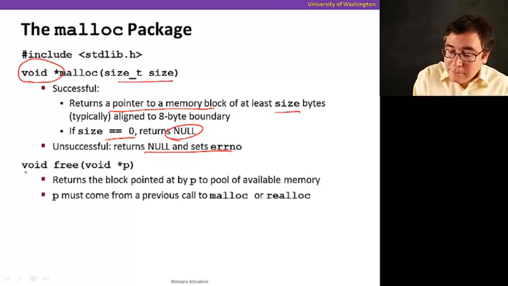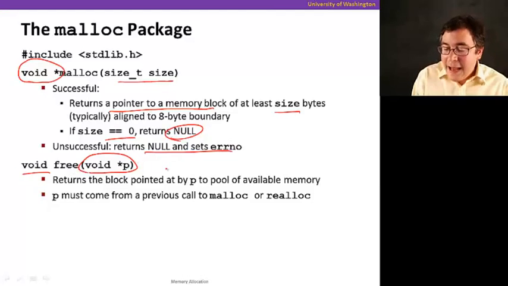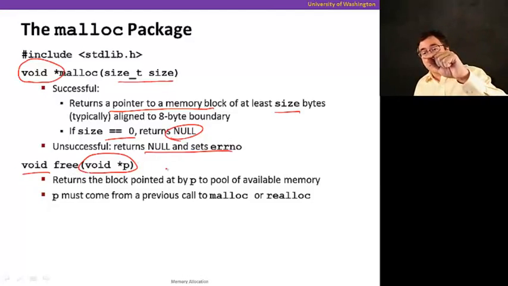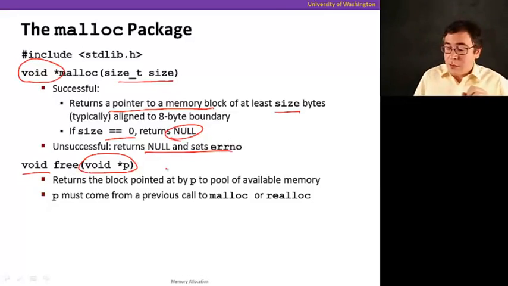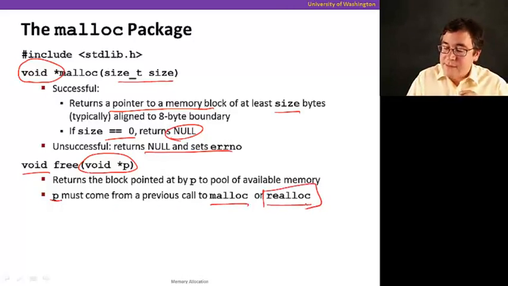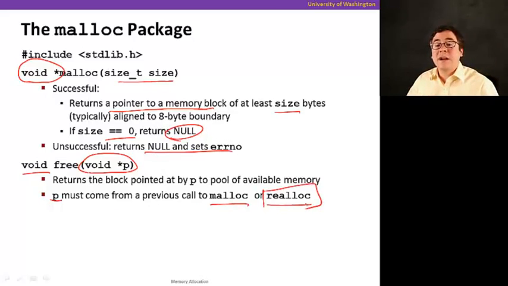Now free doesn't return anything, but it takes as a parameter a pointer p that points to the beginning of a block. p must come from a previous call to malloc or realloc, but realloc just resizes a block. What free does is return the block pointed to by p back to the available pool, so it can be used in the future.